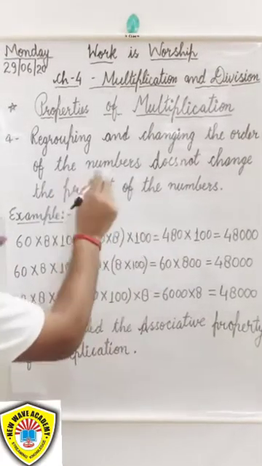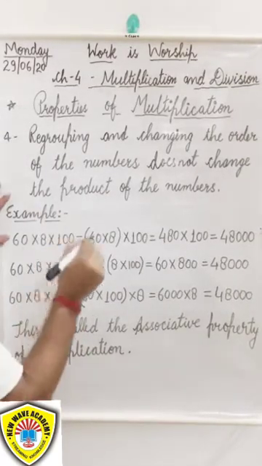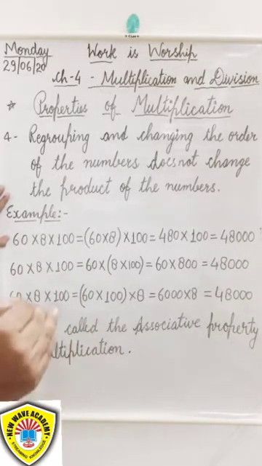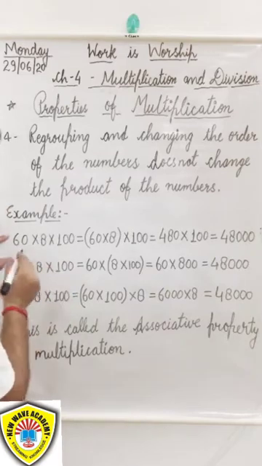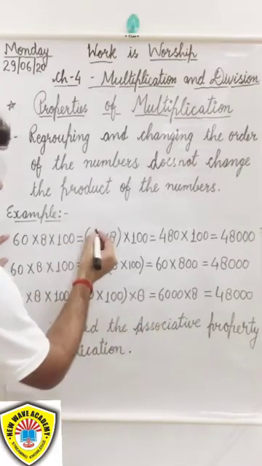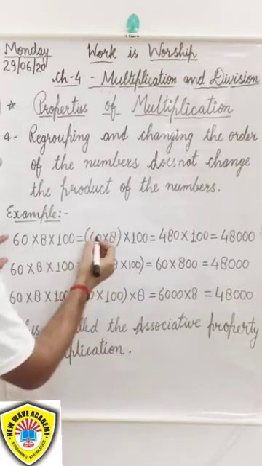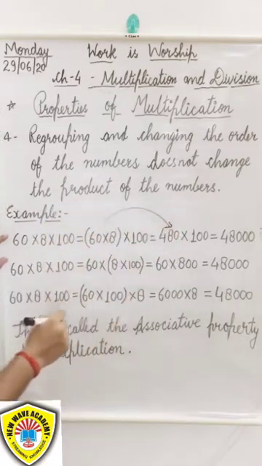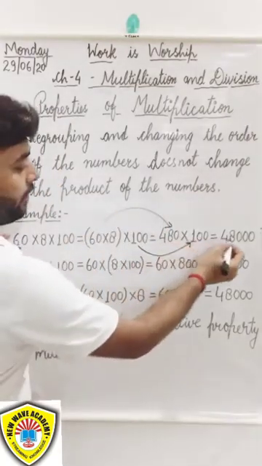Okay, so students, our next property is 4. Regrouping and changing the order of the numbers does not change the product of the numbers. मीन्स अगर हम नंबर्स को रीग्रुप और उनके ऑर्डर में चेंजिंग करते हैं, तो इससे उनके प्रोडक्ट पर कोई भी इफेक्ट नहीं पड़ेगा. Let us understand with the help of an example. Suppose that we have 3 numbers, 60 into 8 into 100. In the first step, we will regroup 60 and 8. First of all, we will multiply 60 into 8. So what is the product we will get? 480. And then we will multiply it by 100.